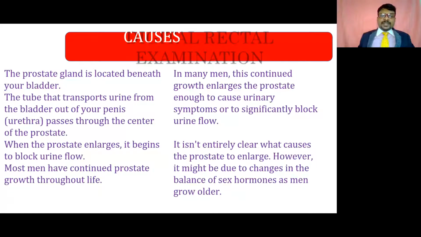Other causative factors: this gland is located beneath the bladder, as just discussed. The tube that transports urine from the bladder out through the penis passes through the center of the prostate. So what happens here? The prostate enlarges and blocks the urine flow. Most men have continued prostate growth throughout life. It's a natural process, increasing the size of the prostate.